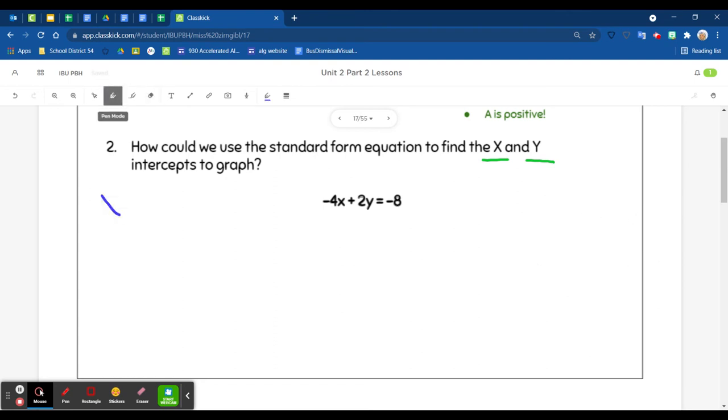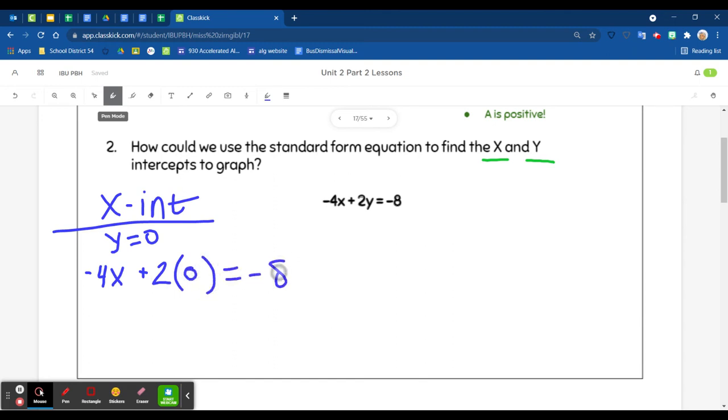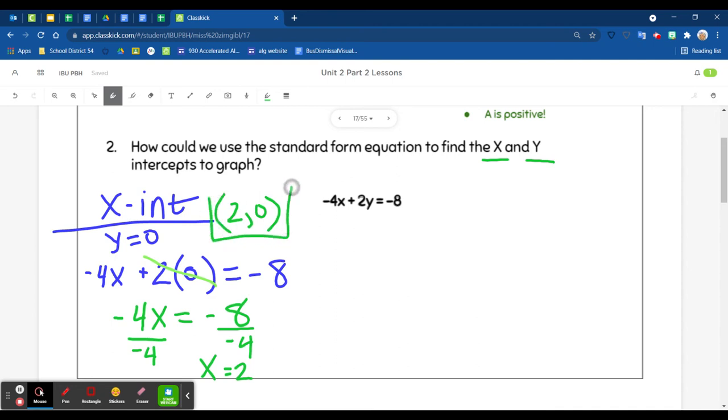So if I'm looking for my x-intercept, this is where my y equals 0. Okay, so let's set this up. Negative 4x plus 2, and instead of y, now I'm using 0, equals negative 8. Well, I know 2 times 0 is nothing, so it basically just cancels out. And all I have is negative 4x equals negative 8. I'm going to divide by negative 4 to get x equals 2. So my x-intercept is 2, 0. Remember, these are always ordered pairs.